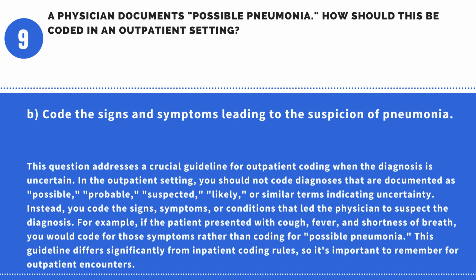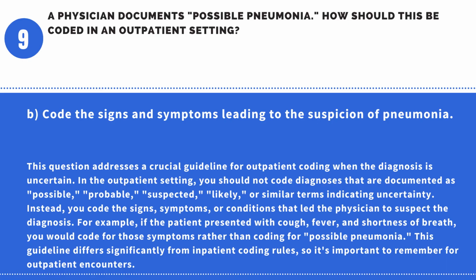Answer: B. Code the signs and symptoms leading to the suspicion of pneumonia. This question addresses a crucial guideline for outpatient coding when the diagnosis is uncertain. In the outpatient setting, you should not code diagnoses that are documented as possible, probable, suspected, likely, or similar terms indicating uncertainty. Instead, you code the signs, symptoms, or conditions that led the physician to suspect the diagnosis.